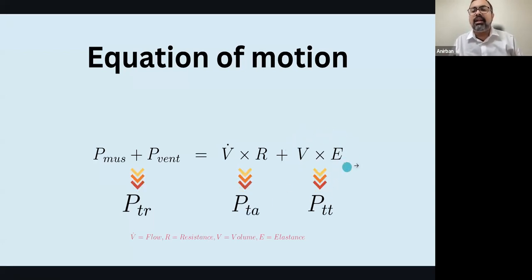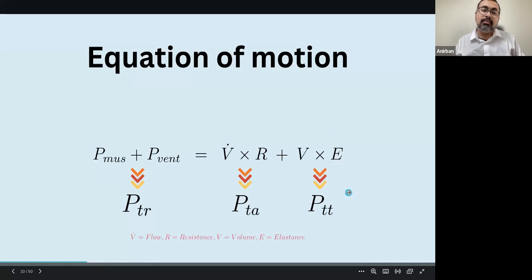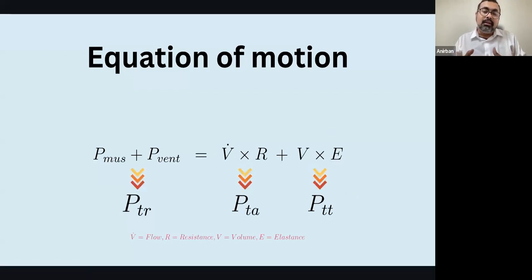And the pressure required to expand the lung against the elastic load is the transthoracic pressure. So what is transthoracic pressure? It is nothing but the pressure differential between the inside and the outside of the thorax, right?